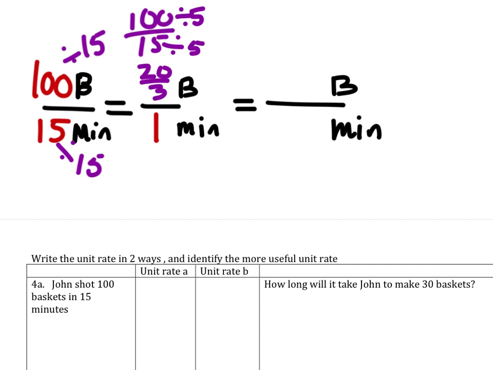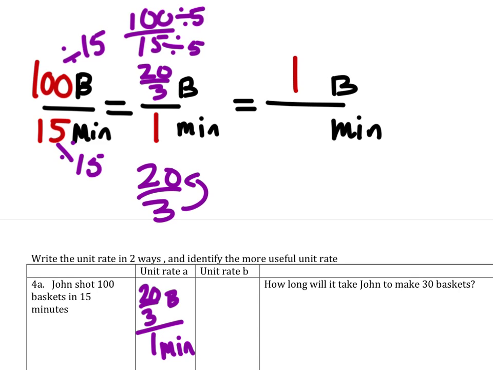That is our first unit rate, which I have now written in the box. The next unit rate we need is 1 basket for some number of minutes. So I would simply reciprocate that 20/3. So I have the 20/3, but I'm going to flip this. And then I have 3/20ths of a minute for 1 basket, which I can write in the box now.